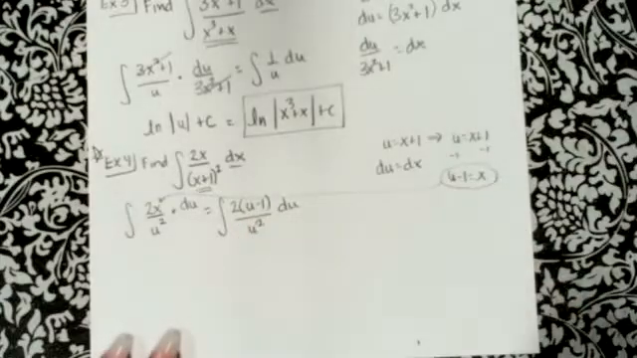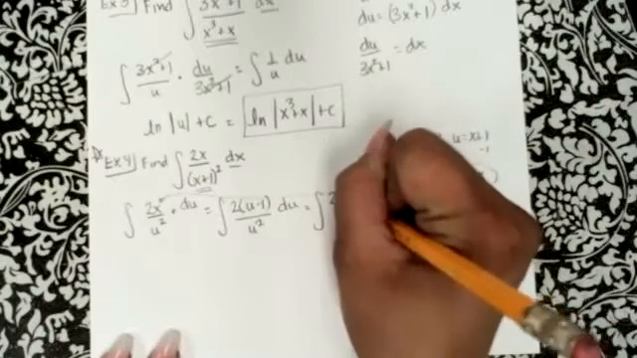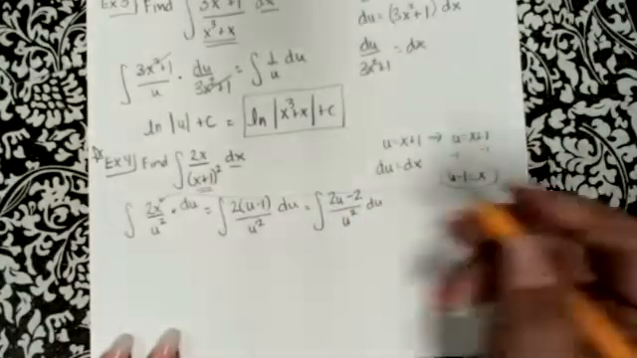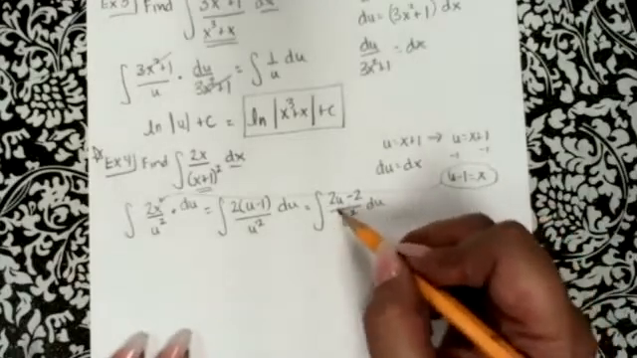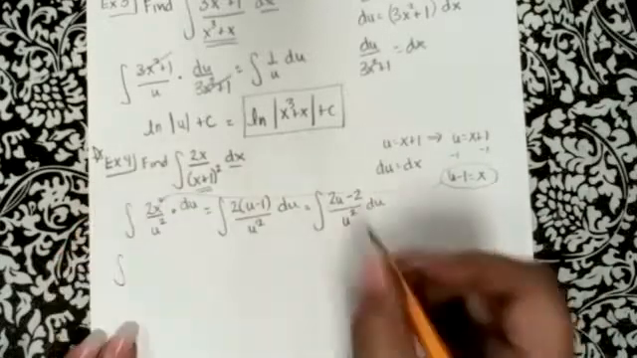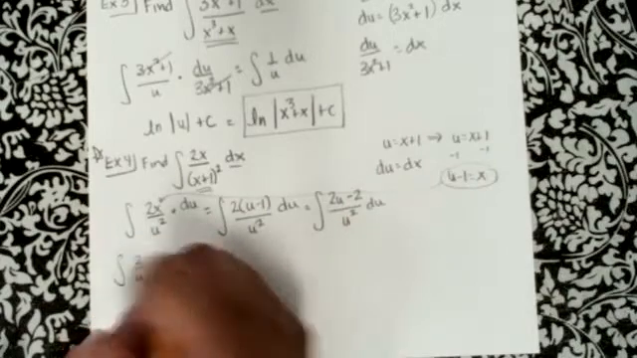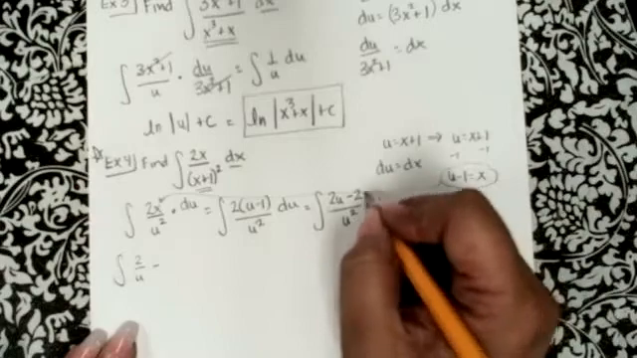I can actually simplify this. This is going to be 2u minus 2 over u squared du. Because you can't do quotient rule on integrals, I'm going to separate them. I'm going to put the u squared underneath this one and the u squared underneath this one. So then 2u divided by u squared, that's just going to be 2 over u. And this is going to be 2 over u squared.